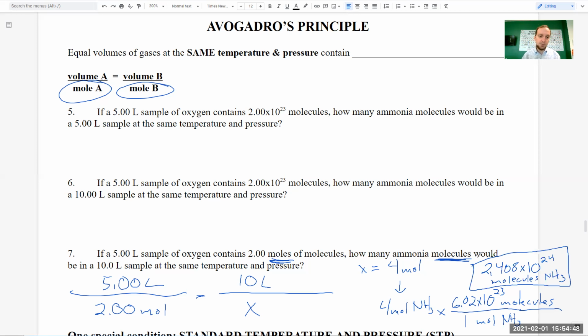So there's my answer. So that, in essence, is Avogadro's principle. Again, as long as the pressure and temperature are the same, then the quantity of the molecules, and the volume will also be the same.